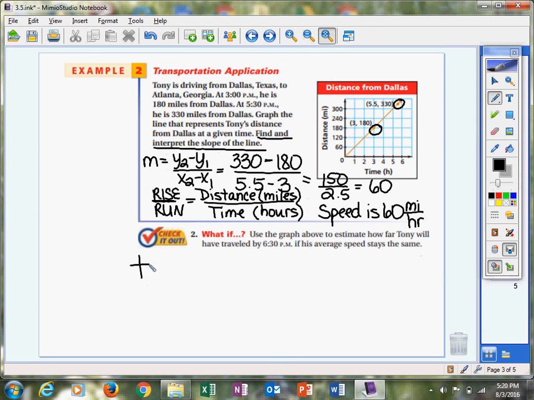All right, so what you're going to do is use that graph above to estimate how far Tony will have traveled by 6:30 p.m. So what time is it now? 5:30, so it's an hour later. If his average speed stays the same, how far out will he be an hour from now? Okay, so give it your best shot. And if you have any questions, write those down. We'll check them tomorrow.